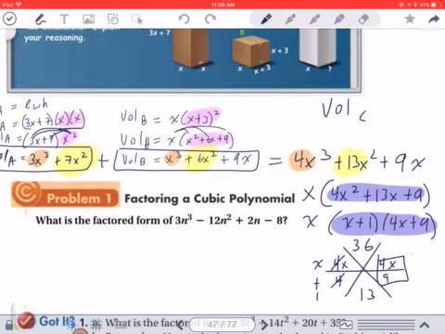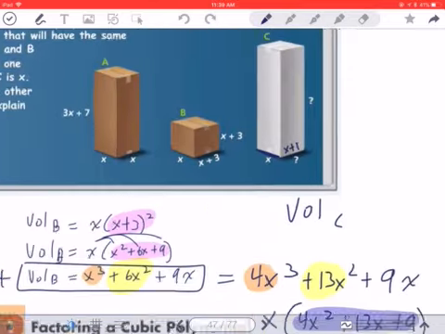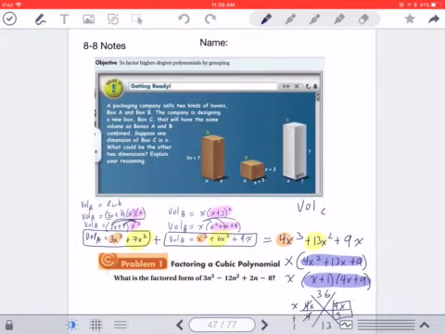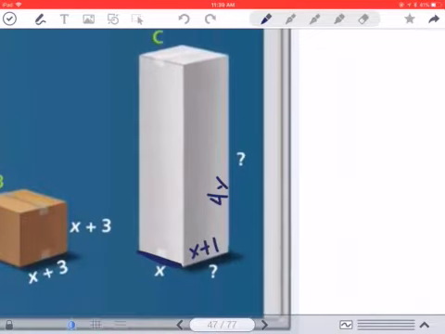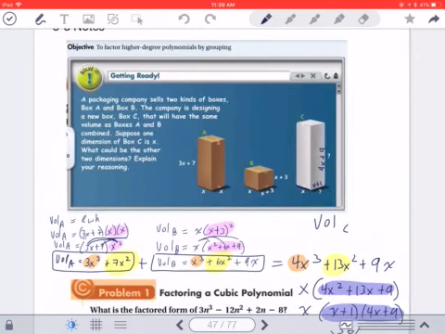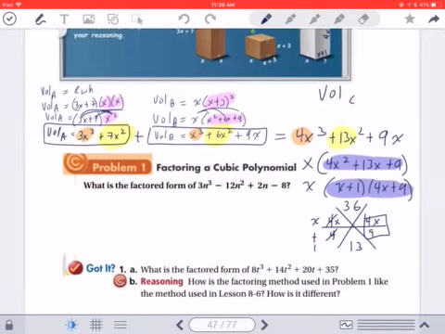Okay, so this might be x plus 1. And then I might get 4x plus 9 over here, which is probably what it's going to be. So the height might be 4x plus 9. All right, a lot to do in that problem. So hopefully you were able to get part of the way there or all the way there. If you got all the way there, outstanding.